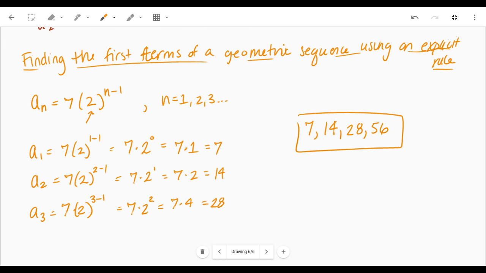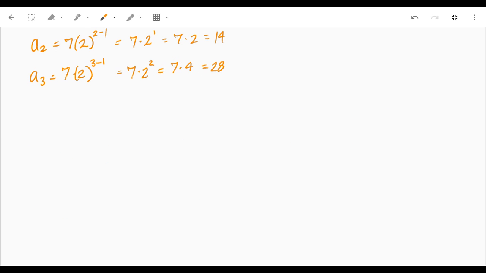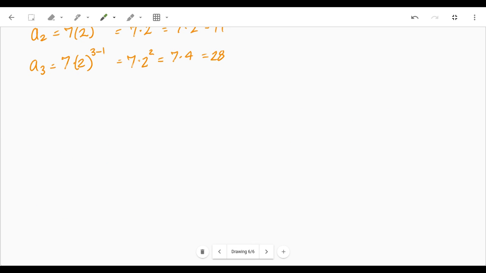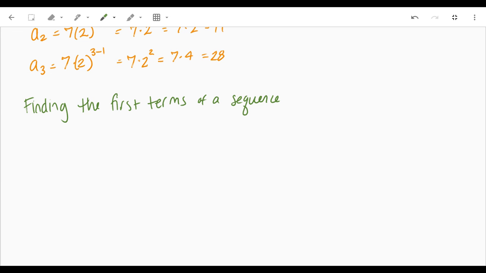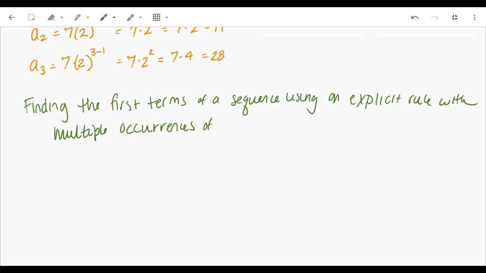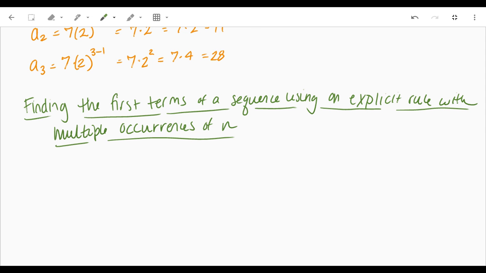Next, we have finding the first terms of a sequence using an explicit rule with multiple occurrences of n. So these are neither arithmetic nor geometric, it's just a formula, guys. That's all they're doing. They're giving you a formula and you plug in some numbers.